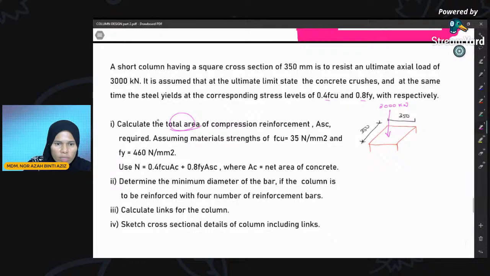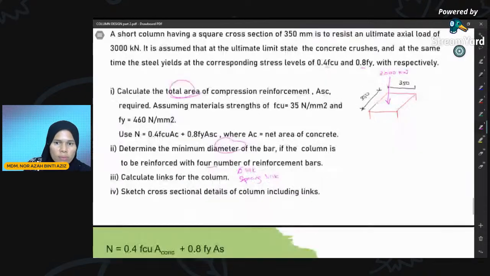Then we will determine the minimum diameter of bar if the column is to be reinforced with 4 number of bar. So if we have 4 bars, what is the diameter of bar? And we also will calculate the link, means we will find out the diameter of link and also the spacing of link. And the last one, we will sketch cross-sectional details of column including links. Okay, we do the first one.